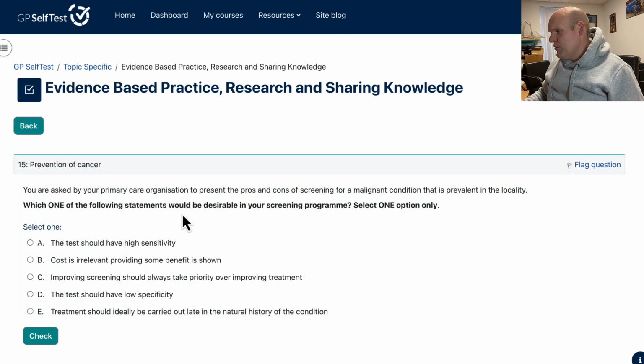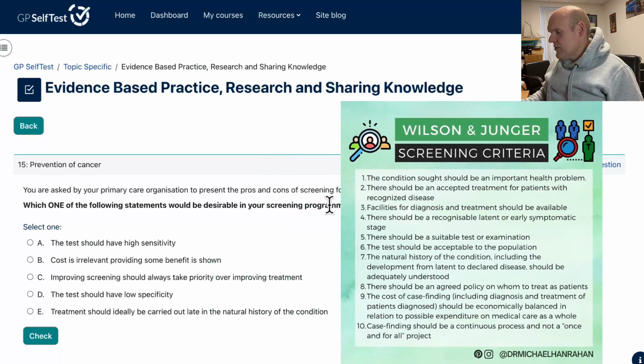You're asked by your primary care organisation to present the pros and cons of screening for a malignant condition that is prevalent in the locality. Which one of the following statements would be desirable in your screening programme? Wilson-Jungner criteria, ladies and gents. Let's go. I wish I knew them off the top of my head. I'm sure with some editorial magic I'll add it on here. So which one of the following statements would be desirable in screening your population?